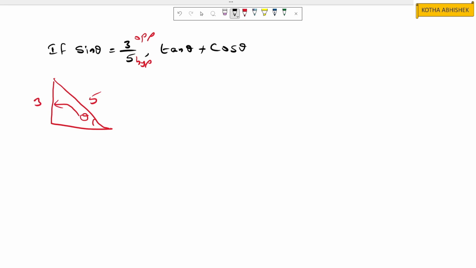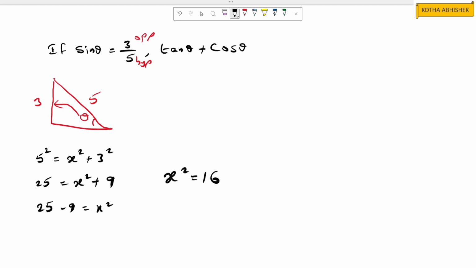So first let us find out the value of the next side. According to Pythagoras theorem, hypotenuse square equals base square plus height square. Here 5 square is 25, which equals x square plus 3 square is 9. Now taking 9 to the left side, so 25 minus 9 equals x square. Then x square value is 16. Which number square is 16? It is 4. So x is 4. So the missing side is 4 units.